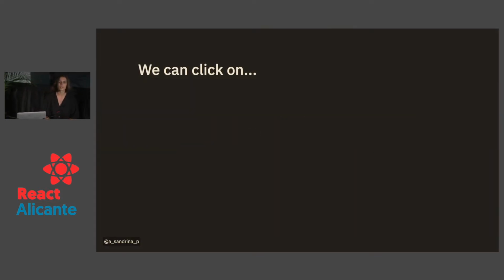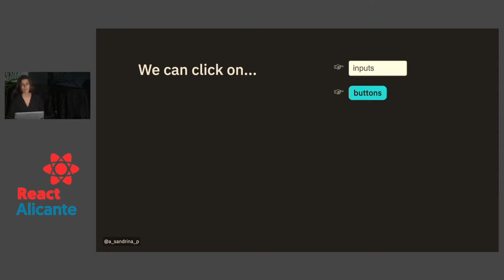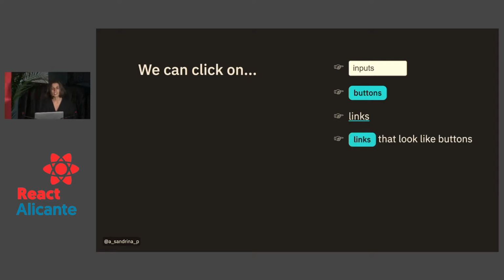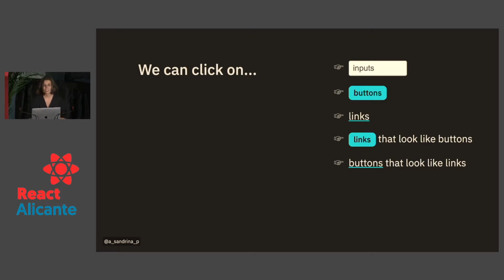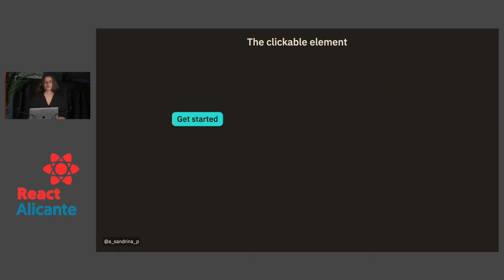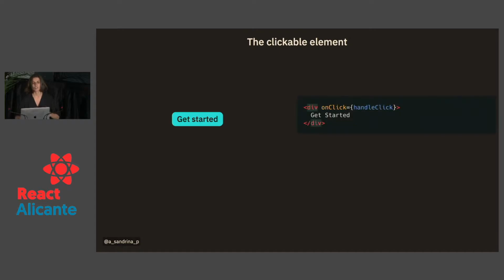So we can click on inputs, buttons, links that look like buttons, and buttons that look like links. And thanks to JavaScript, come on, we can click anywhere, right? Now, let's look at simple clickable elements. We have here a button, so let's get started. With JavaScript, everything is possible. On click, yeah, click, it works.